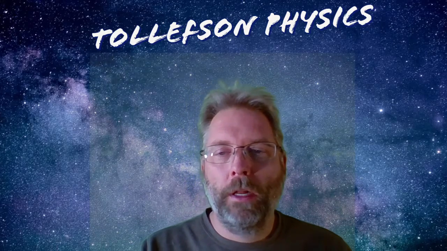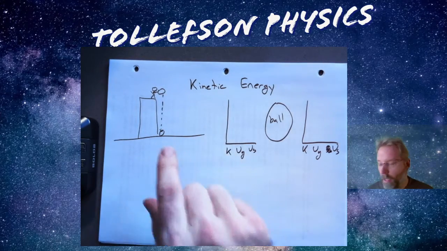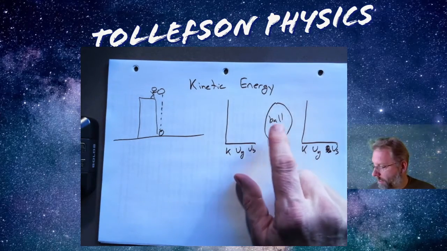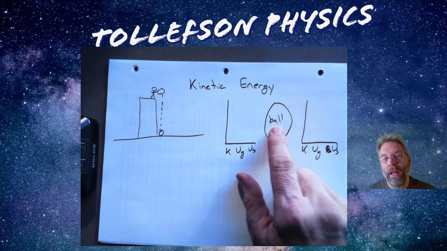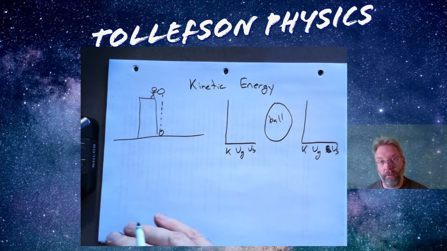We're going to look at a situation that we've looked at before, where we have somebody standing on top of a building dropping a ball. But we're going to go back to the situation where we're only going to look at the ball, because what I'm going to try to do is figure out how to calculate kinetic energy. There's a little bit of a trick to figuring this one out.